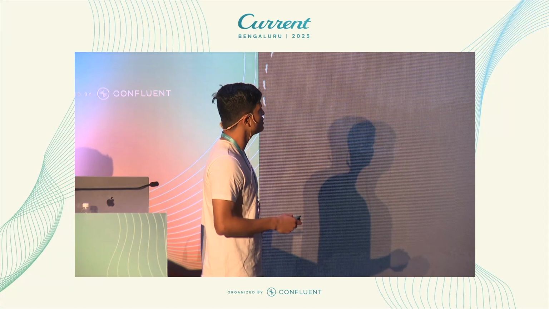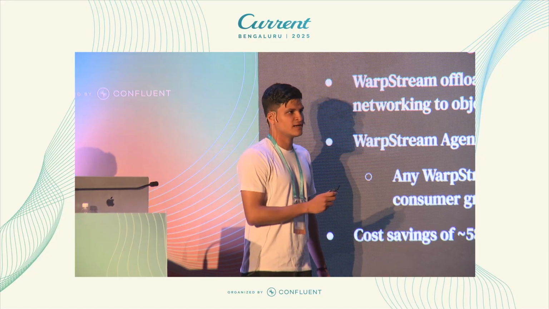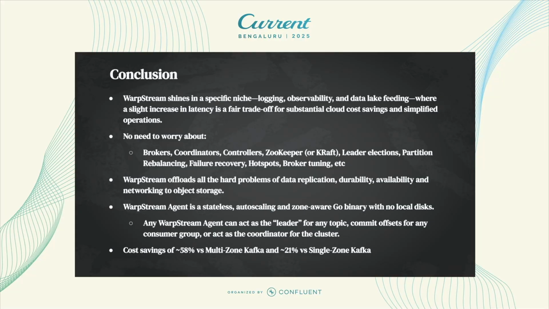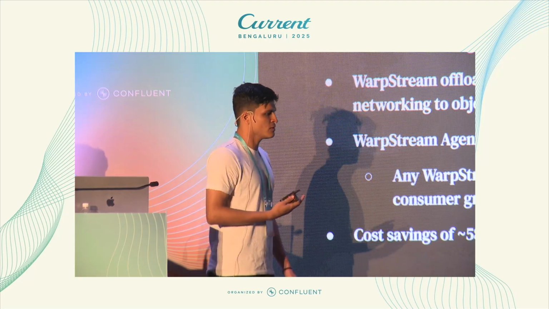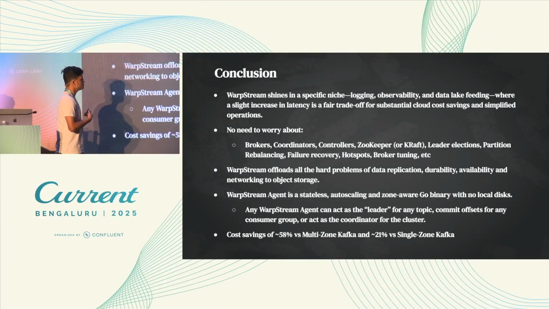Yeah, so just to conclude. First thing before all of this is to understand your latencies, understand your workloads. Maybe you don't need as low a latency as you think you need. Also, for logging, observability, and data lakes, I think WarpStream is a very good alternative to Kafka. The trade-off is between latency and cost savings, as we saw. And also operational simplicity: you don't need to worry about KRaft or leader elections, partition rebalancing, hotspots, because the agents are stateless, so they will automatically scale up or down depending on the throughput. It doesn't matter how elastic your workload is. All of the hard problems are with object storage, so that's added efficiency. And definitely the cost savings.